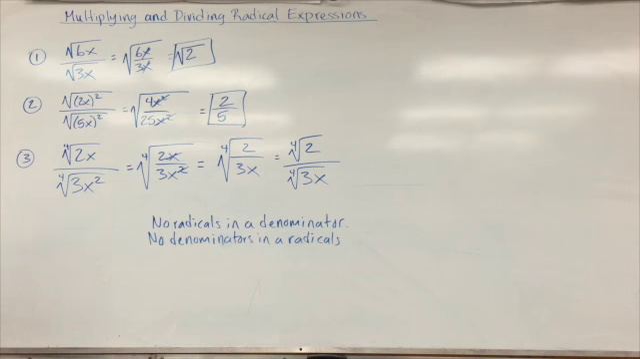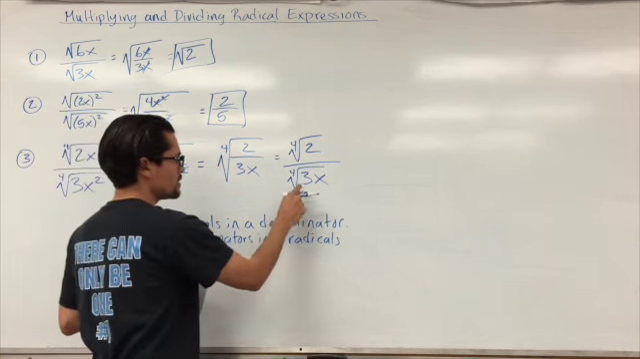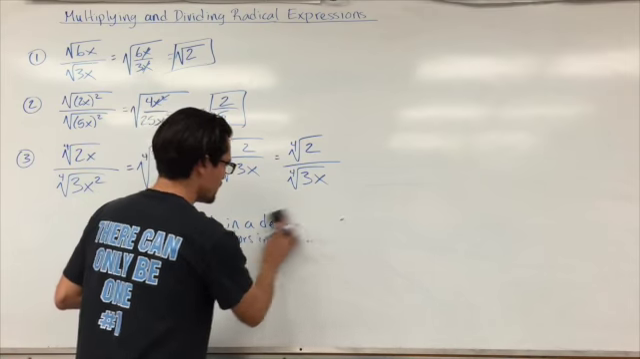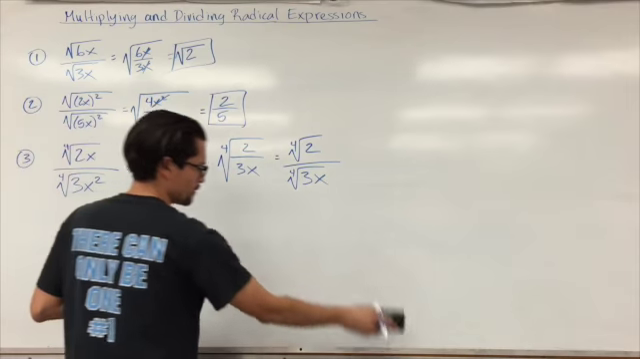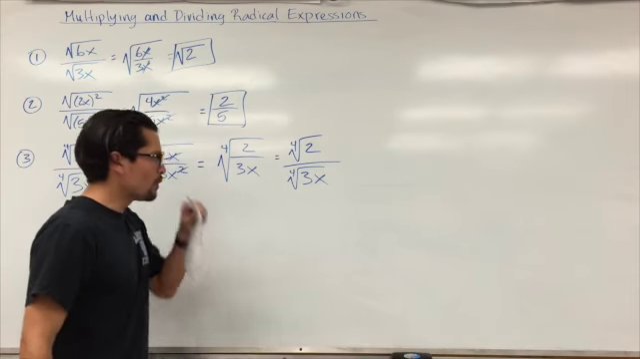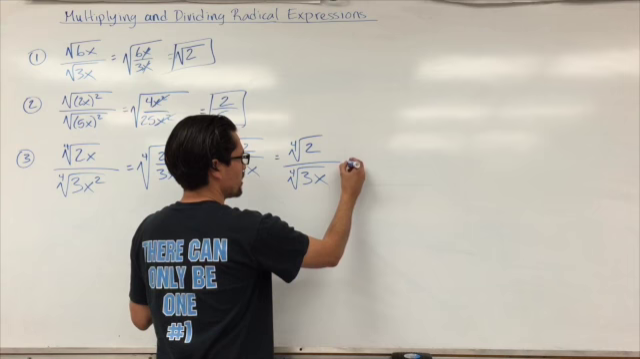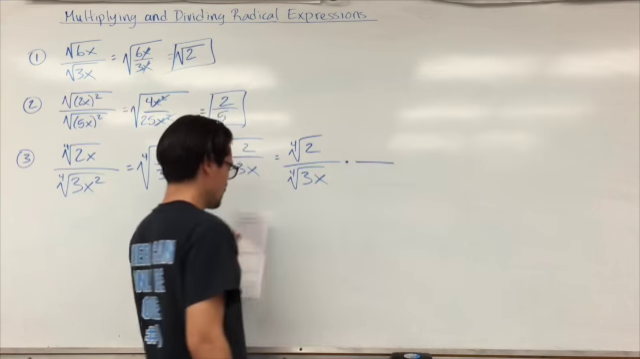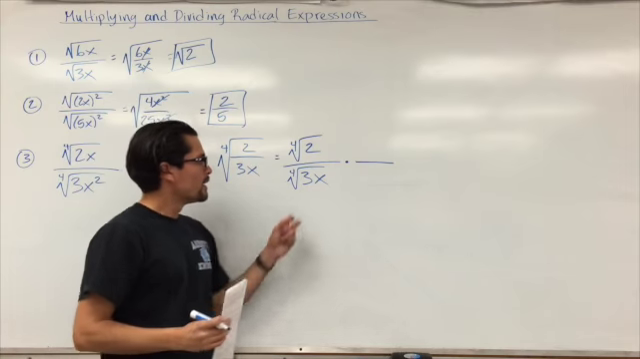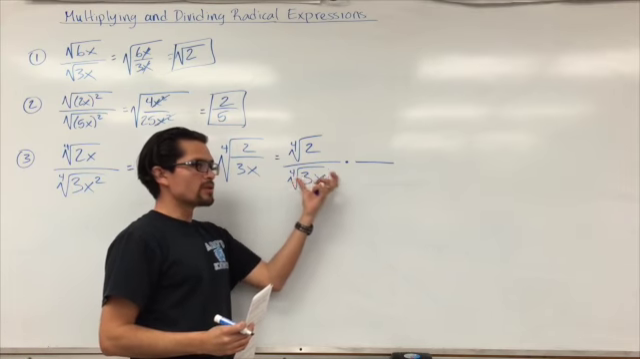Now, how are we going to make it so that there is no radical in the denominator? Now it's violating the first rule. There's a radical in the denominator. What you are going to do is multiply by something that equals 1, so that you can get rid of this radical.